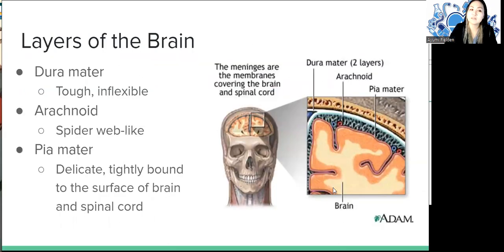Another thing you need to be aware of is the layers of the brain. The dura mater is a tough and flexible layer that's outside right here. You see that thick white layer in this picture? That is your dura mater. And you have the arachnoid right here. See that? Arachnoid is a word for spider, right? It's spider web-like. And you've got the pia mater. That is the layer that's covering your delicate brain tissue and central nervous system, like your spinal cord. It's covering that, putting it in a tight little bundle.